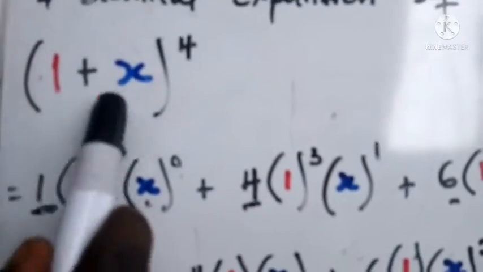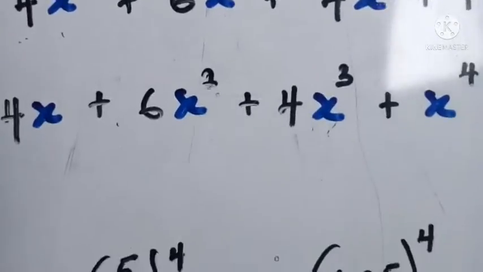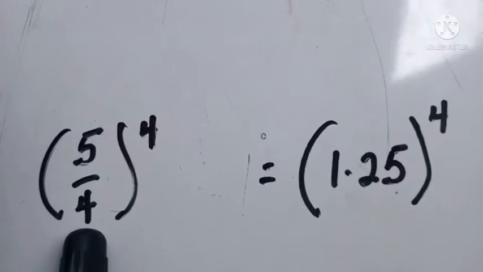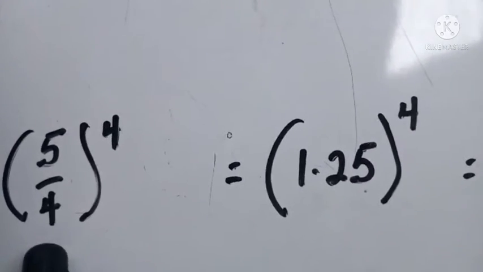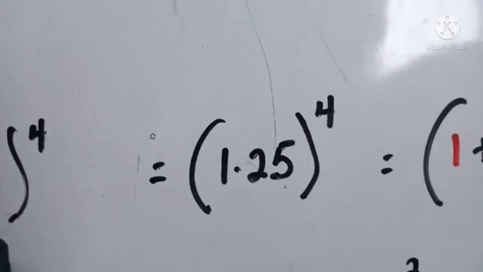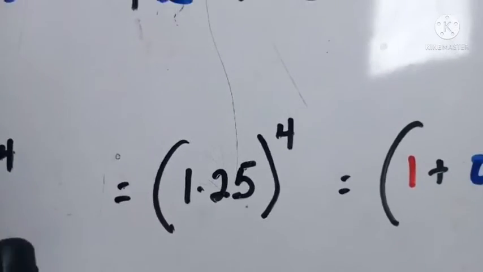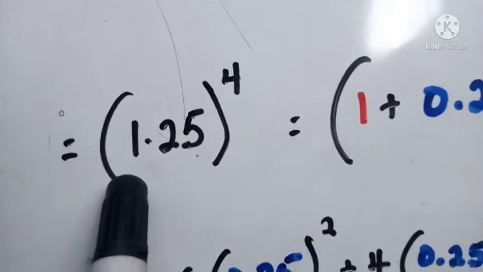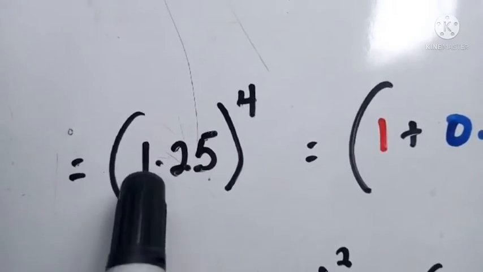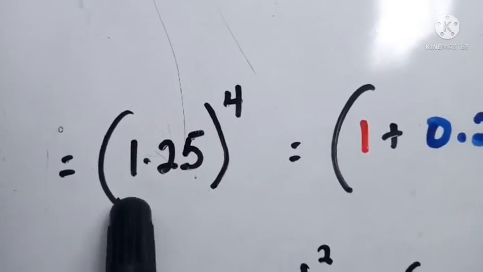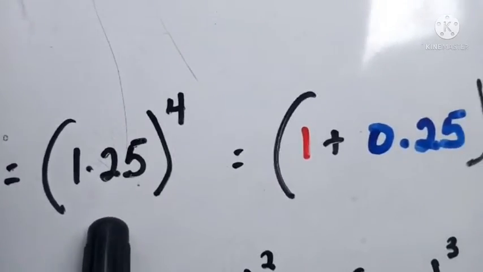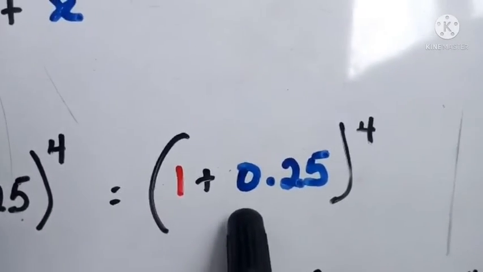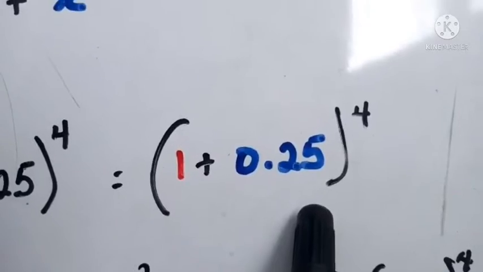So now it's just whatever is in the bracket, that is what we are looking for. So you have to rewrite this fraction as a decimal. You can use a calculator or you can easily expand this. If you rewrite this as a decimal, you're going to have 1.25, right? This 1.25 can also be written as 1 plus 0.25.